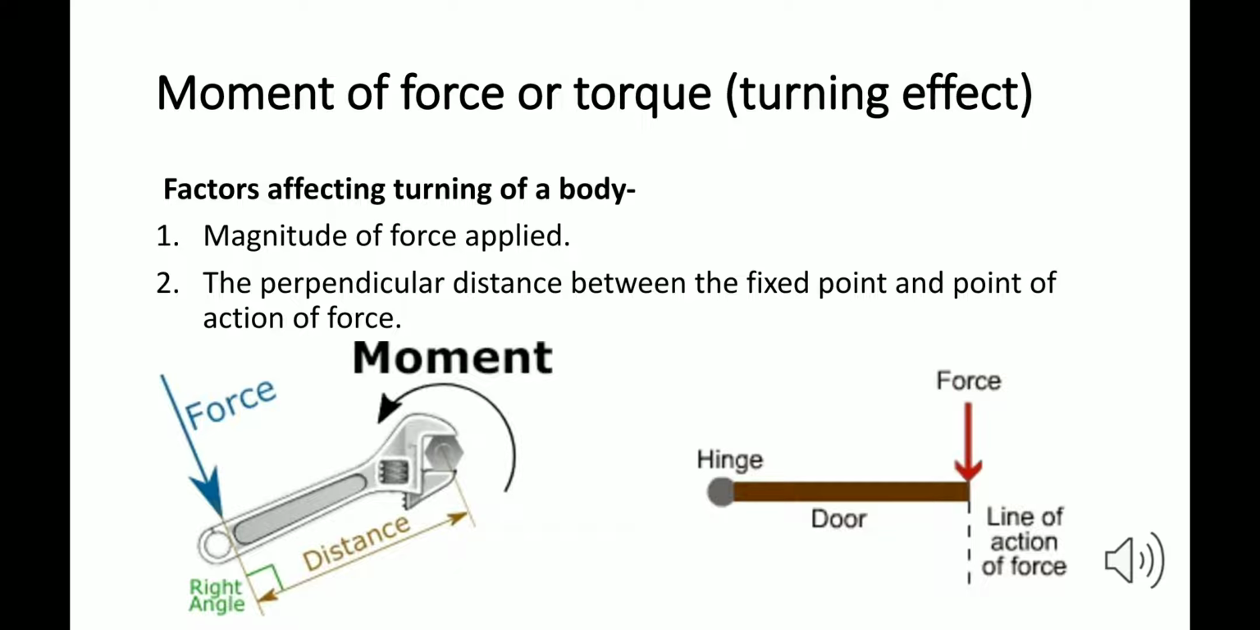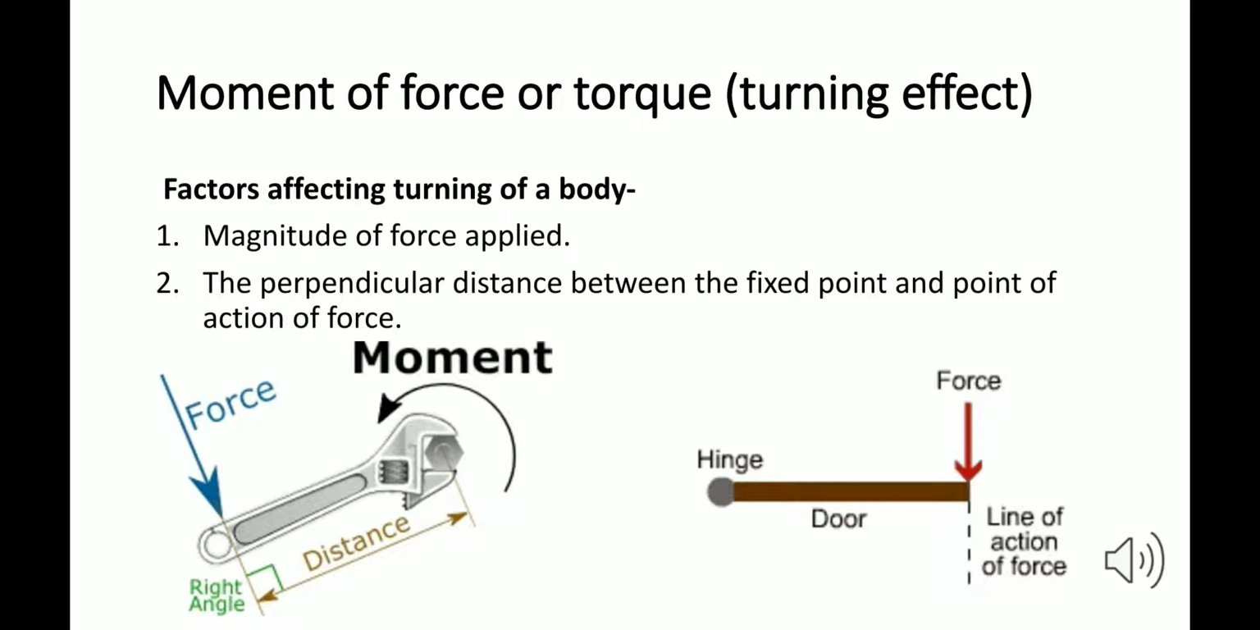And the second thing, the perpendicular distance from the fixed point to the line of action of force. So these two factors are very important. So if I talk about the magnitude of moment of force, then it is the product of force applied into the perpendicular distance from the fixed point to the line of action of force.